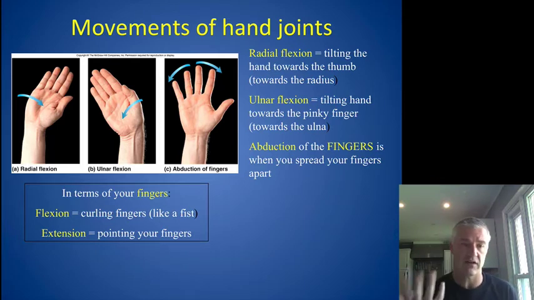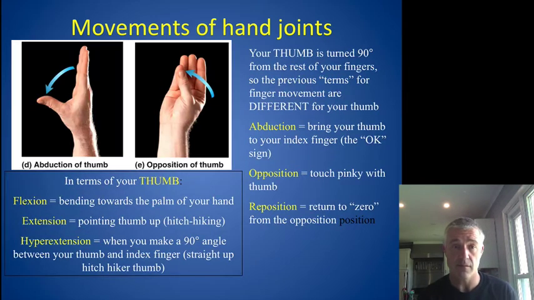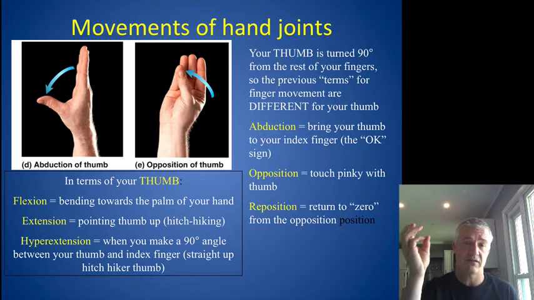Flexion, extension, if we're talking about the fingers there. You can talk about opposition with the thumb, which is a movement only the thumb has. Also, like it's shown there, adduction of the hand, adduction of the thumb.